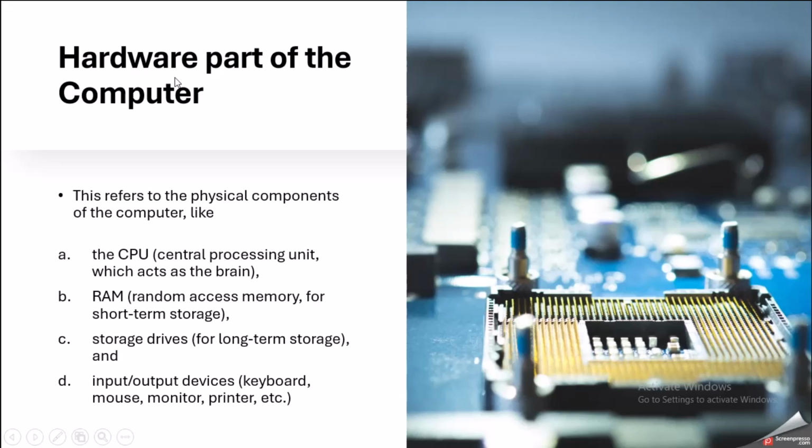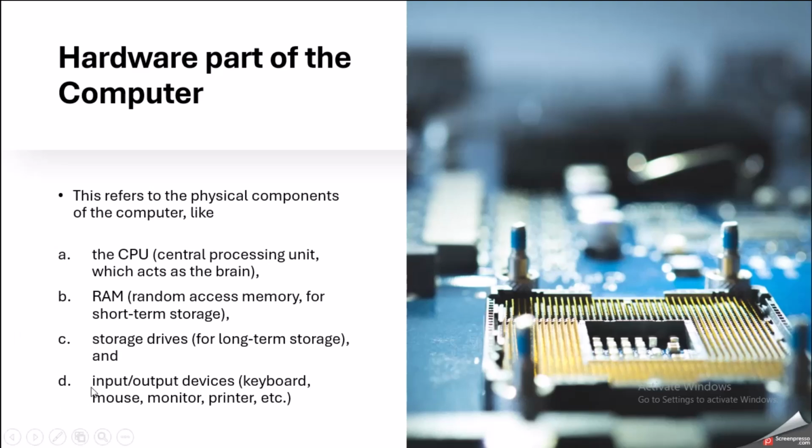Coming to the hardware part of the computer, hardware actually refers to the physical components of the computer, like the CPU, that is the central processing unit, which acts as the brain of the computer. Then another physical component is the RAM, that is short for random access memory, for short-term storage. It is also called primary storage. Then there are the storage drives for long-term storage. This is the secondary memory.